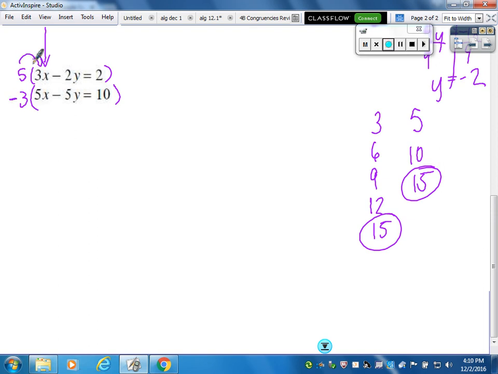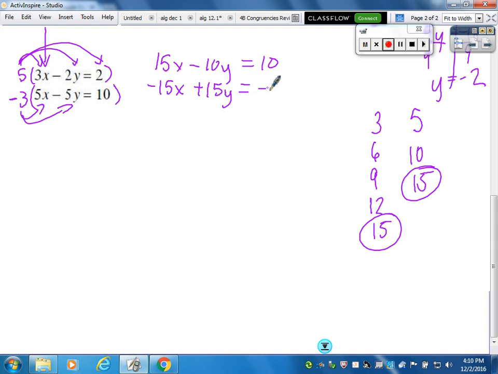So we've got 15x minus 10y is equal to 10. So that was 5 times 3, 5 times 2, and 5 times 2 again. In the bottom one, I'm going to multiply everything by negative 3. So I've got negative 15x, positive 15y equals negative 30. So that was negative 3 times 5, negative 3 times negative 5, and negative 3 times 10.